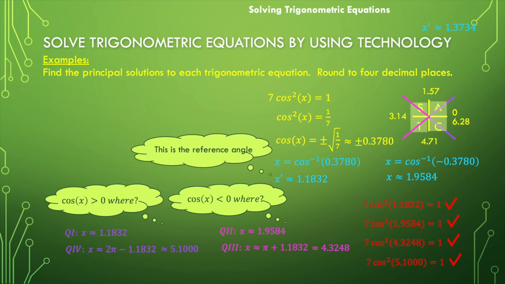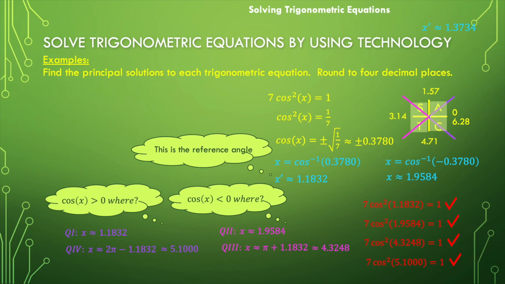Now, one thing that you might want to keep in mind is when you have a cosine squared of some value, that's really cosine of that value, and then that value squared. And then that value multiplied by 7 should get you positive 1. And those are all good. The last example I'm going to leave for you to do on your own, but I am going to give you the solution so you can check your work.